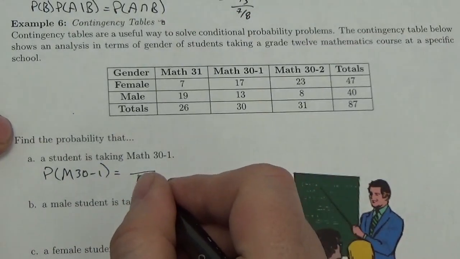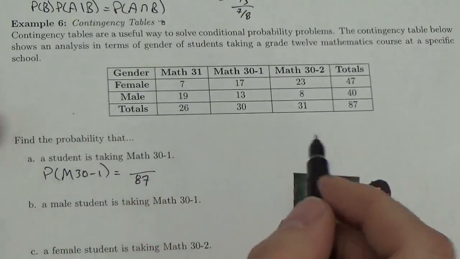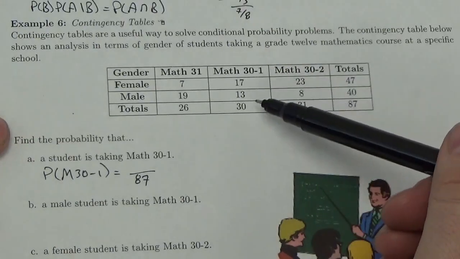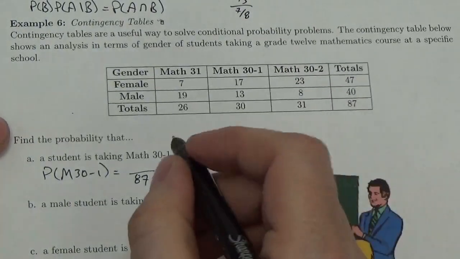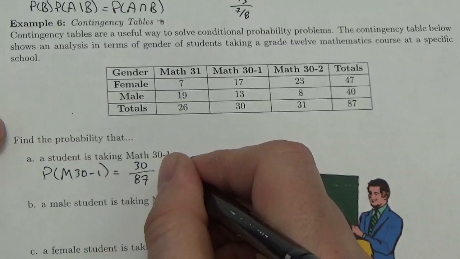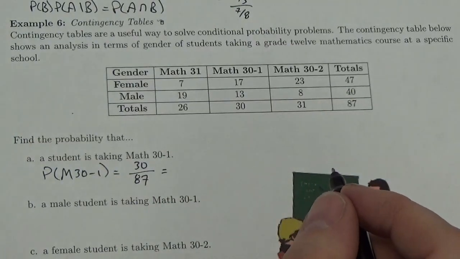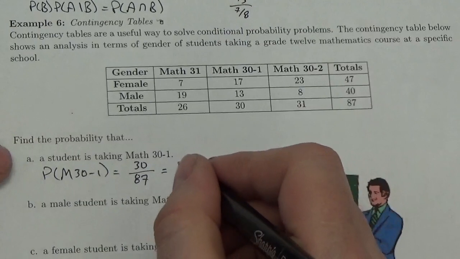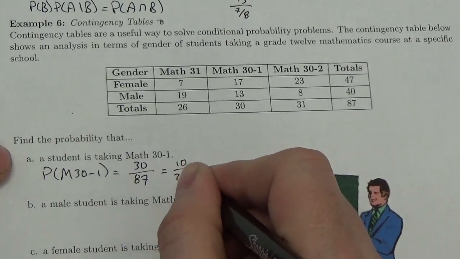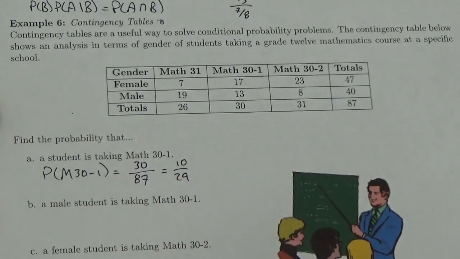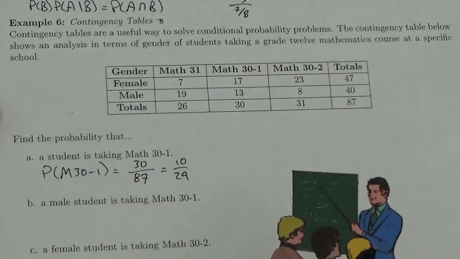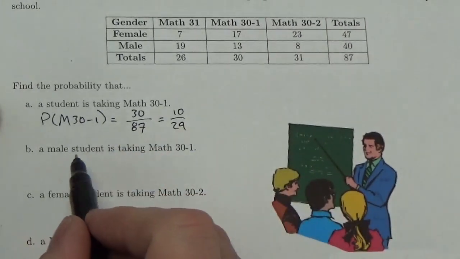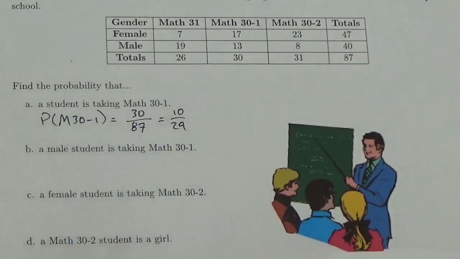So the probability that someone is taking Math 30-1, and there's nothing else mentioned here, that's all I'm asking for. So that's going to be out of 87. And now I just have to look at here. How many are taking 30-1? 30. Okay, so 30 out of 87 here. I'm just going to go to my calculator and let it simplify that for me. That's going to be 10 out of 29. Okay, that's it.